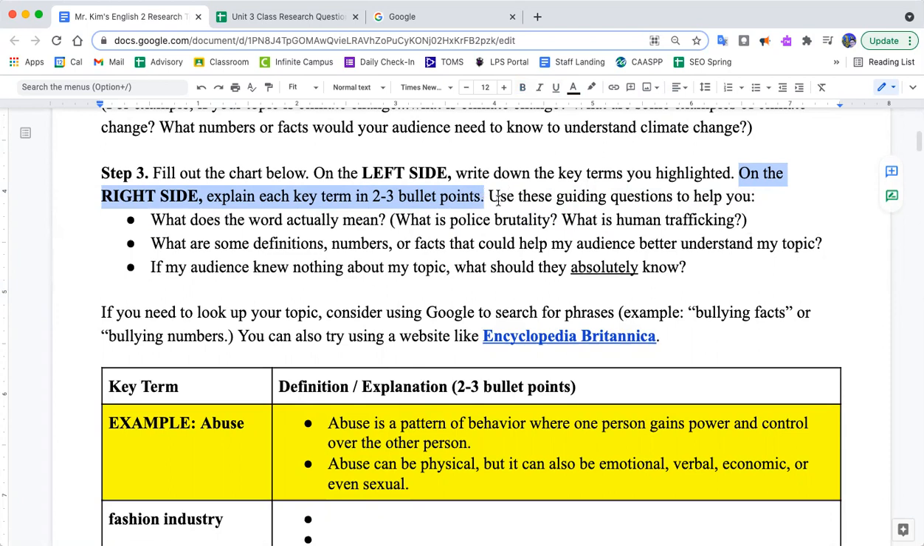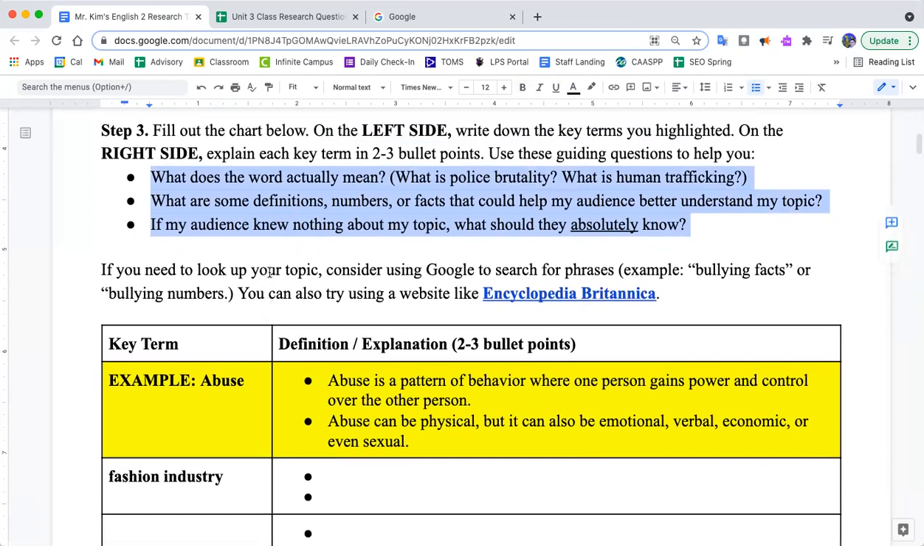These are some guiding questions to help you. So first of all, what does the word actually mean? What is police brutality? What is human trafficking? What is the fashion industry? What are some definitions, numbers, or facts that could help your audience better understand your topic? What numbers are out there about your topic? What facts should people know? What definitions might be helpful for people? And lastly, if your audience knew nothing about your topic, what should they absolutely know? So these are questions that can help you figure out what to explain.